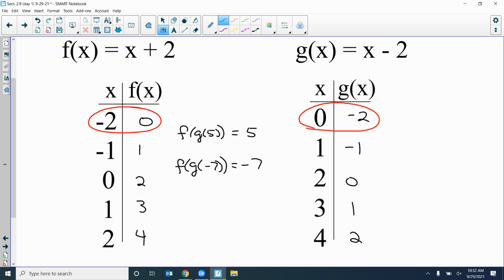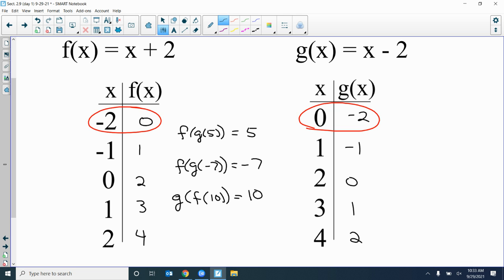-7. What's going to happen each time? You're going to end up with what you started with, right? So if I do, now it doesn't matter, I can go the other order. g of f of 10. f of 10 is 12. g of 12 is 10. So it doesn't matter what I start with, I'm going to end with the same number.